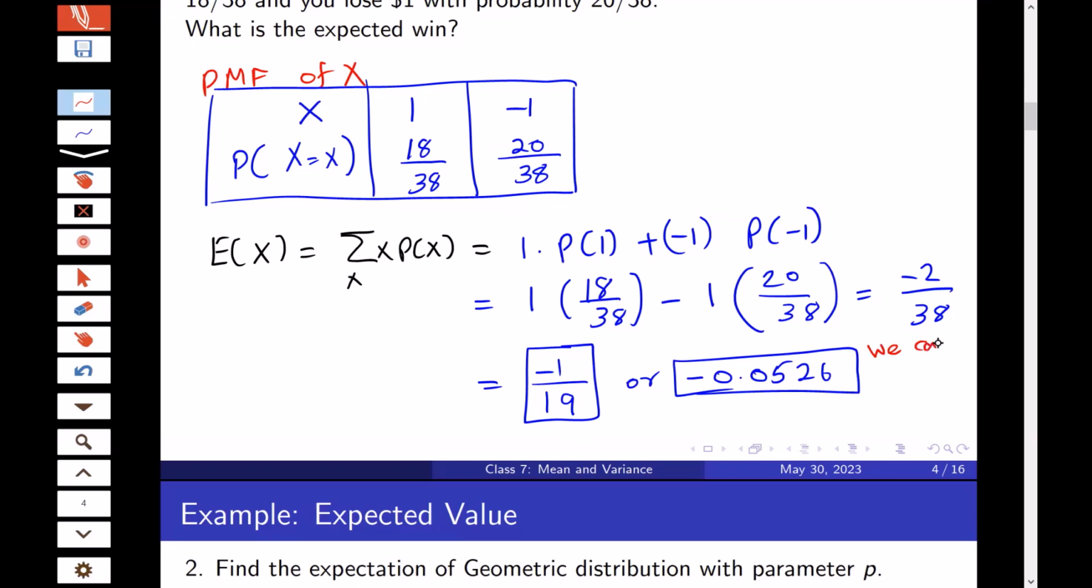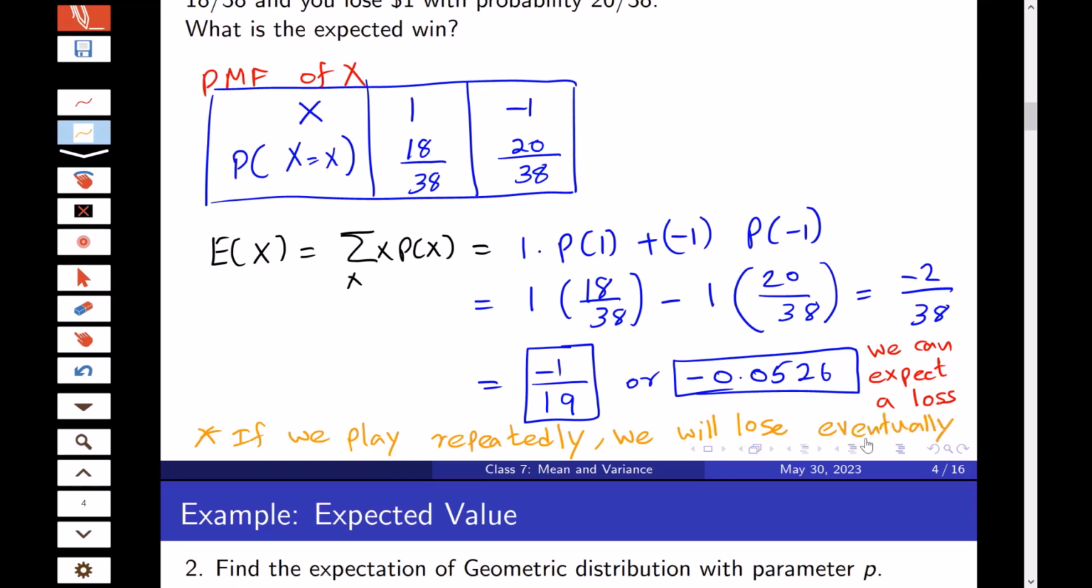We can expect a loss. That means if we play repeatedly, we will lose eventually.